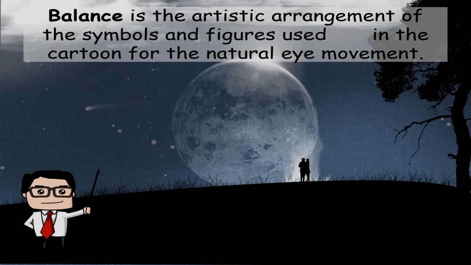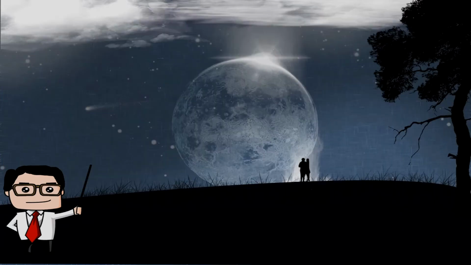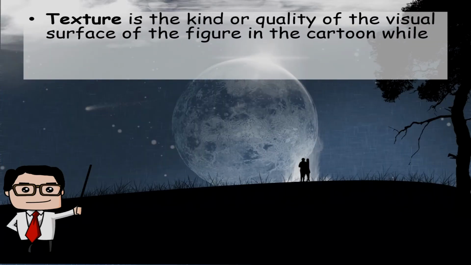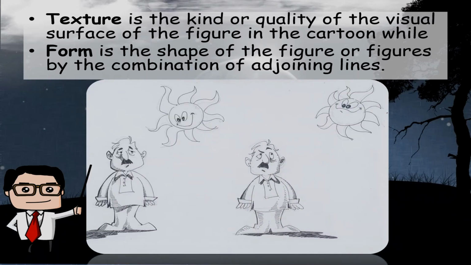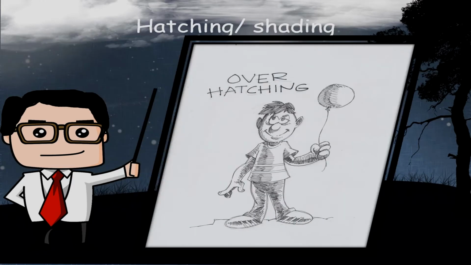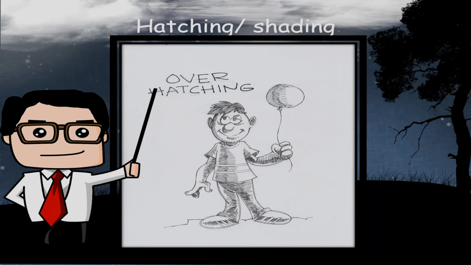Balance is the artistic arrangement of the symbol and figure used in the cartoon for natural eye movement. Third one, texture is the kind or quality of the visual surface of the figure in the cartoon, while form is the shape of the figure or figures by the combination of adjoining lines. Hatching and shading. We're familiar with hatching and shading.